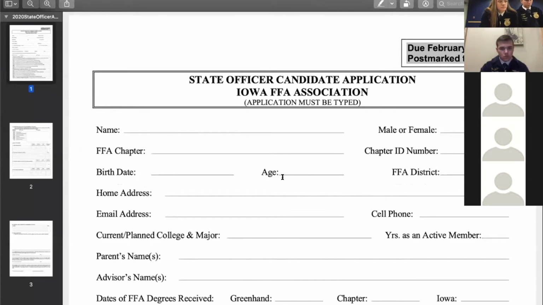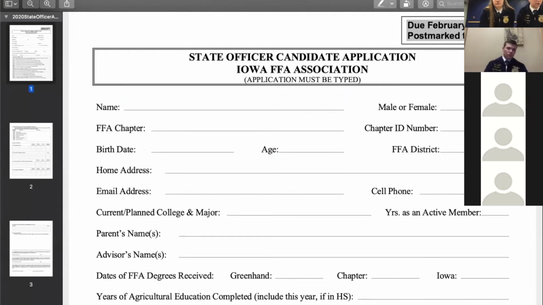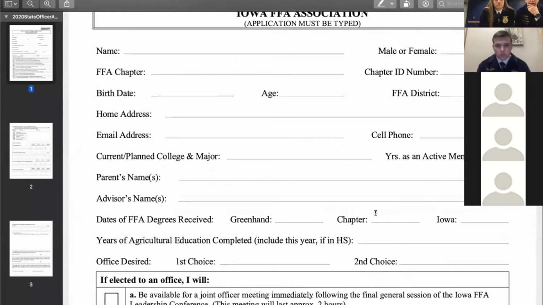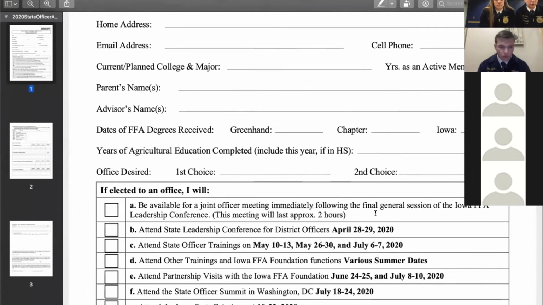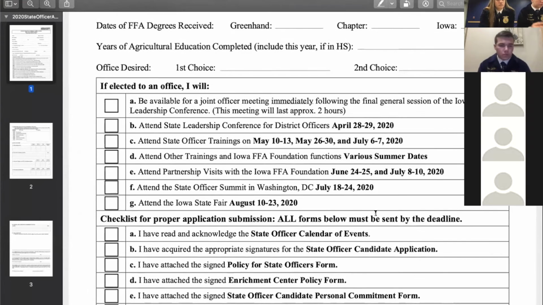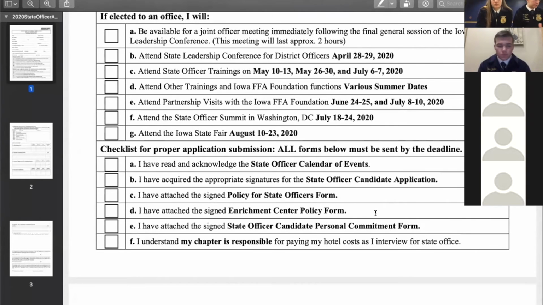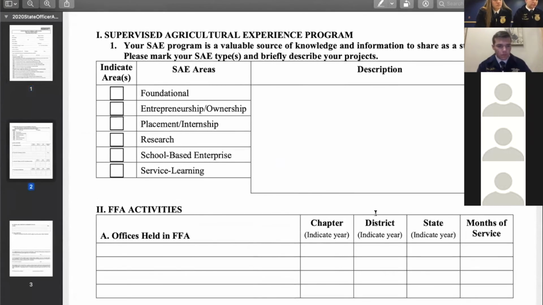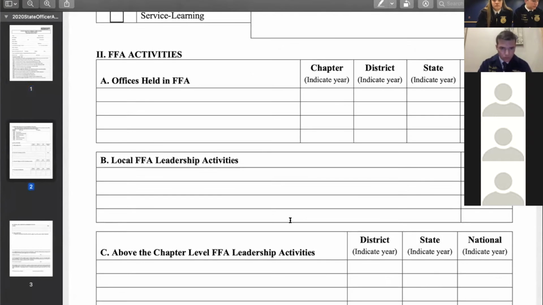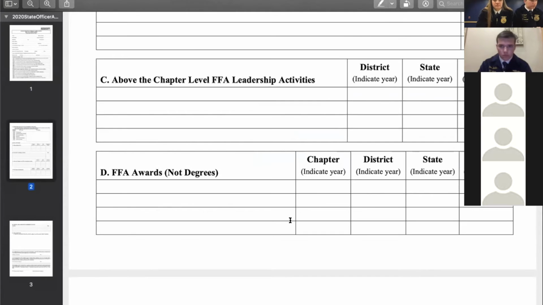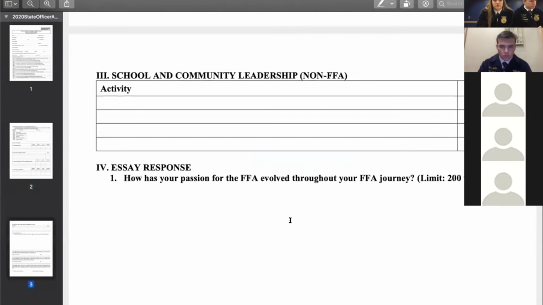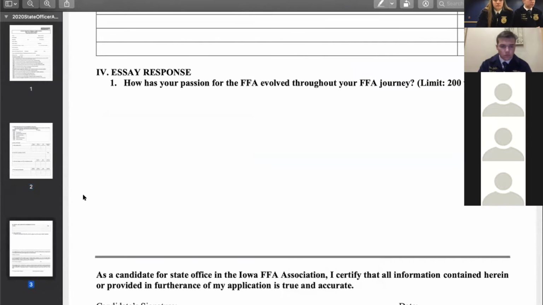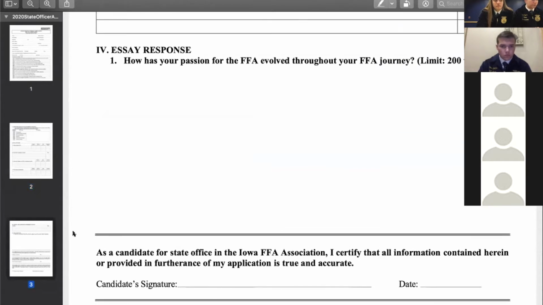Okay, as you can see, Mia got that pulled up. The state officer application is a little different from the district officer application. All this first stuff is pretty similar, and you still initial or put a check mark in those boxes to say you will do each of those things. Just like the district application, you have your SAE area with a little description, your FFA activities, offices held, local leadership, and above local leadership. All this is the same as district office, so we won't explain too much of it. The question here is a little different: how has your passion for the FFA evolved through your FFA journey?